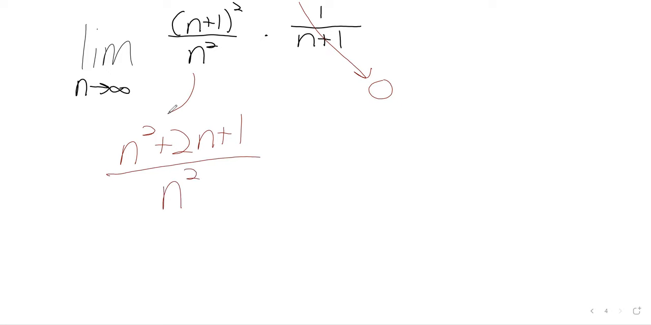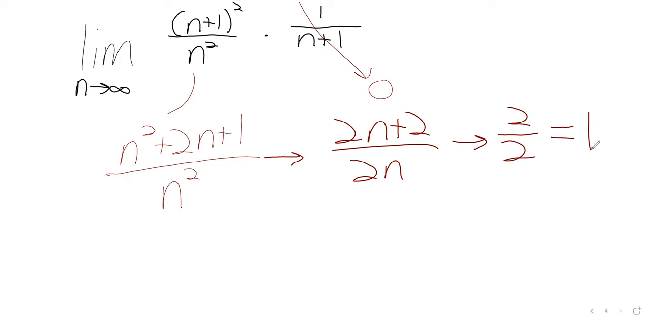over n squared, as n goes to infinity, you can hit this with L'Hopital's rule a few times. My notation is awful here, but I hope it's clear what I mean. If you hit this with L'Hopital's rule a few times, this thing goes to 1 and 1 times 0 is 0.